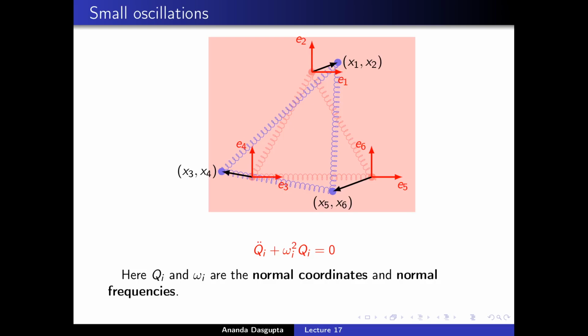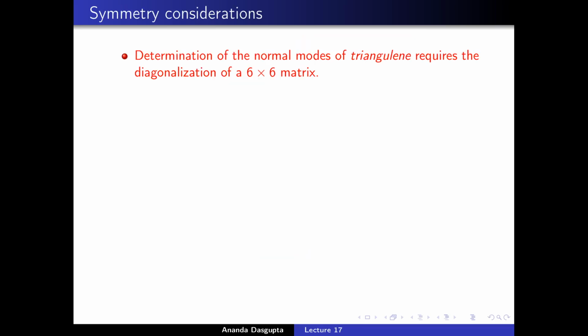Why then do we need to use a technique like group theory here? The answer lies in the fact that determination of the normal modes, even for such a simple molecule as triangulene, requires a diagonalization of a 6 by 6 matrix. This is no mean task if you were to do it by hand. And of course, for a bigger molecule, the size of this matrix goes up and the difficulty grows a lot.